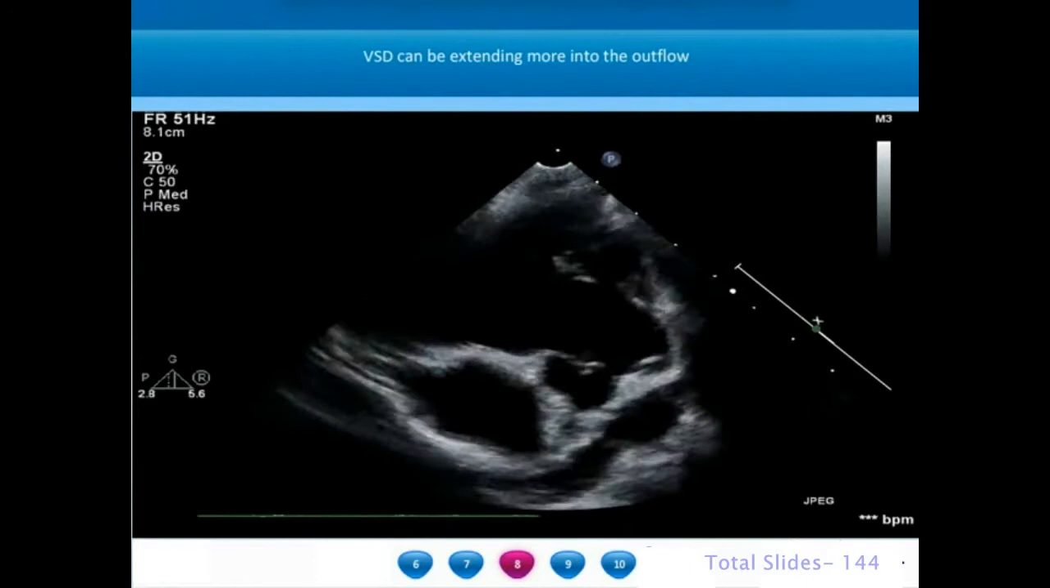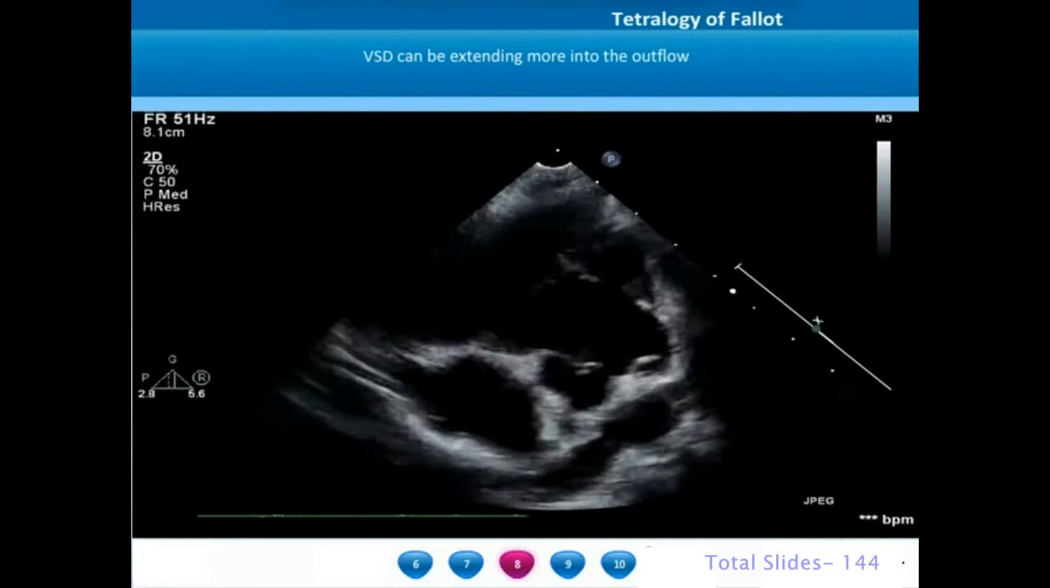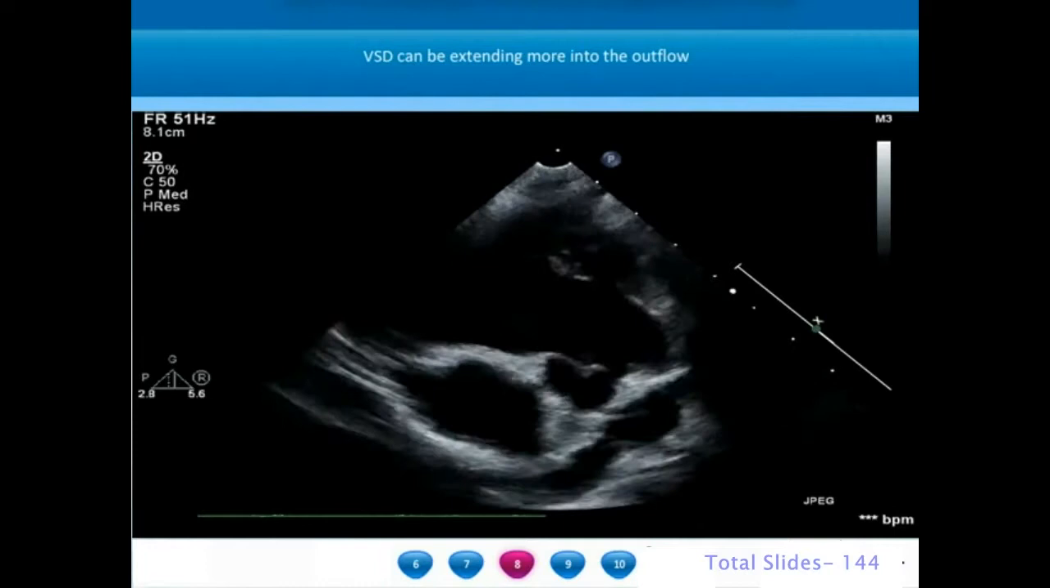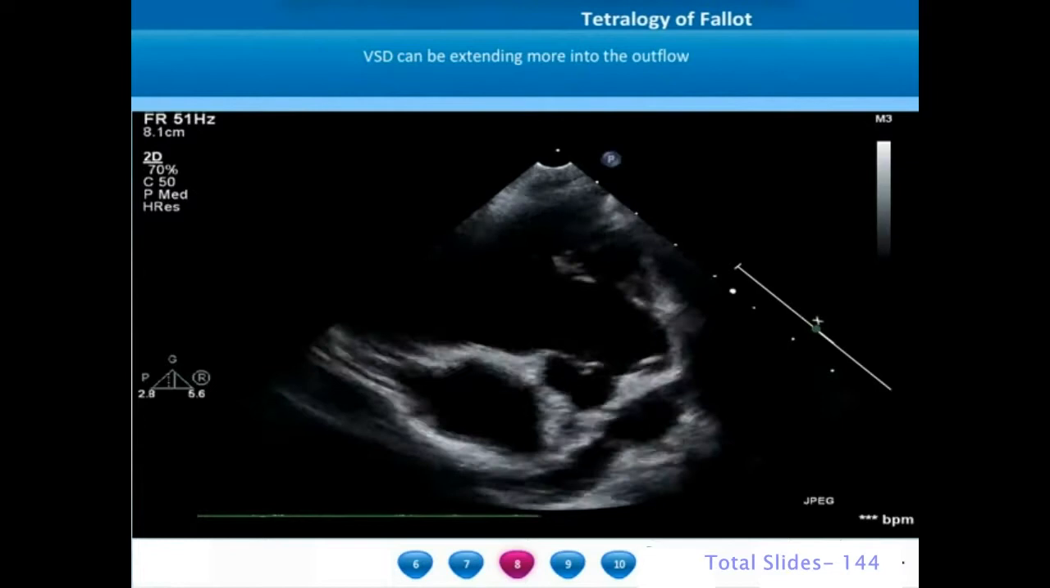The conotruncal ventricular septal defect may be confined to the juxtatricuspid location in the majority of cases. However, if there is an extension anteriorly towards the pulmonary outflow tract, the conal septum may be absent. In such cases, the VSD will be seen extending almost up to the pulmonary annulus. In this example, we can appreciate the pulmonary valvar narrowing, the pulmonary valve doming, and the ventricular septal defect extending almost up to the pulmonary valve.